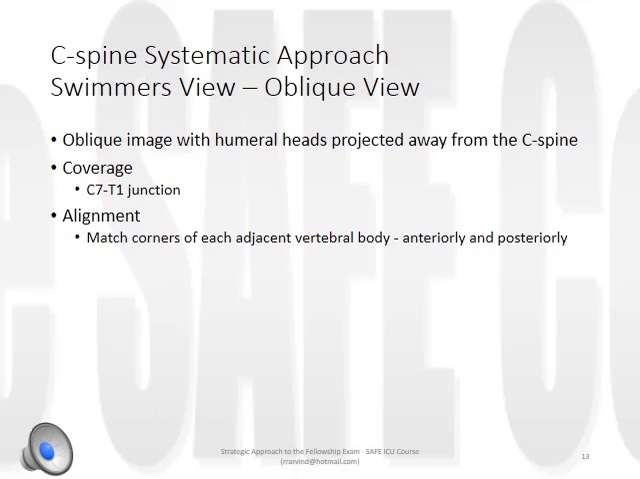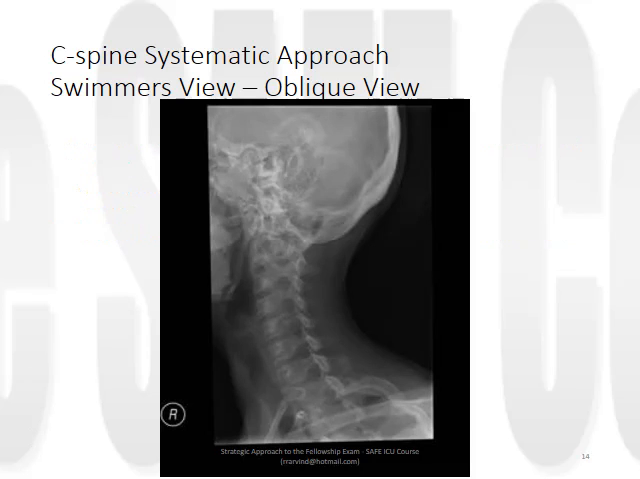So the swimmer's view is an oblique view with the humeral heads projected away from the C-spine. Coverage here should show the C7 above the clavicle and T1 below, so you're really looking at that junction if you haven't been able to see it properly on the lateral films. Alignment: you want to match the corners of each adjacent vertebral body anteriorly and posteriorly.